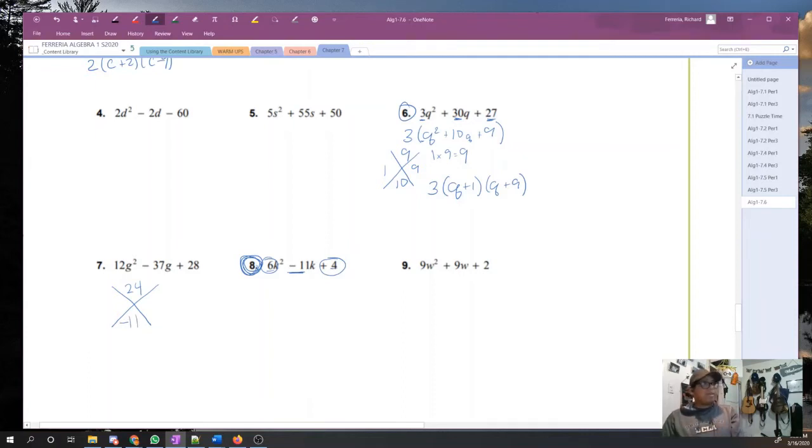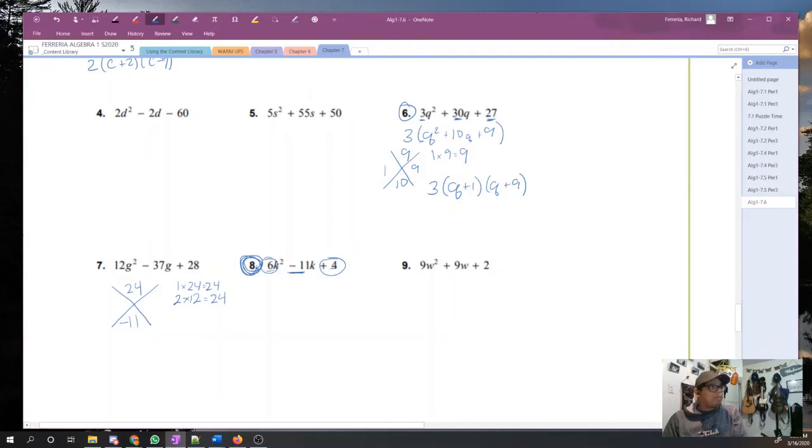Okay, so now we got to think of two numbers that multiply to make 24, not 4, 24. And so we'll start off by listing. We got 1 times 24. That's 24. 1 plus 24 is 25. 24 minus 1 is 23. So no, not 1. 2 times 12. Let's see. 2 plus 12 is 14. 12 minus 2 is 10. So it feels like I'm getting closer.